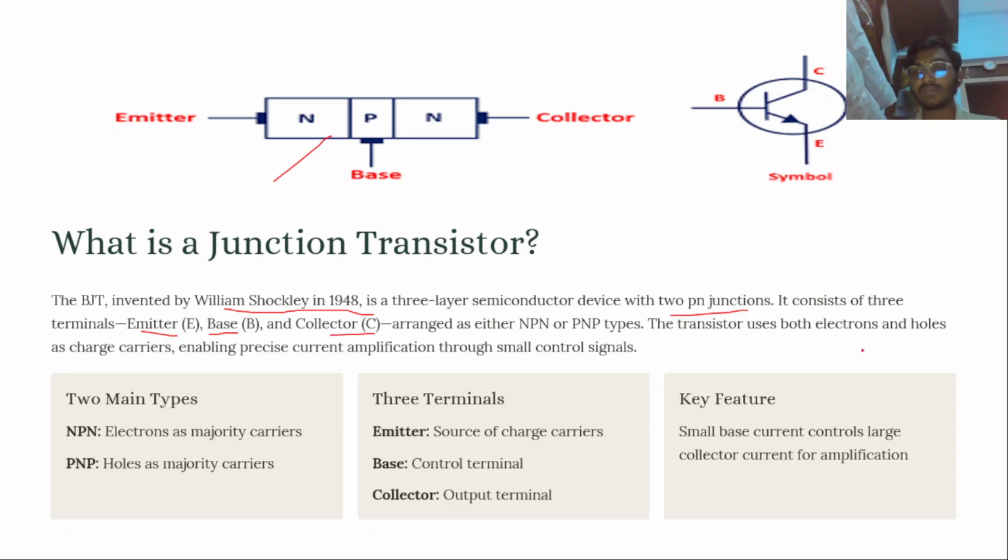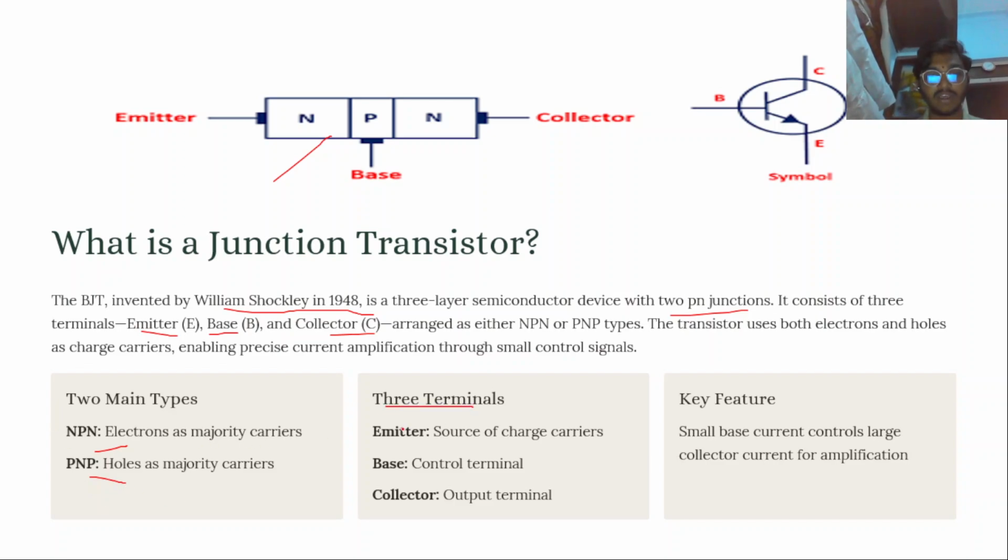The transistor uses both electrons and holes as charge carriers. We know that there are holes and electrons. If you take a PNP transistor, the majority carriers are holes. If you take NPN, majority carriers are electrons. A small signal controls the current. Now let us observe this. Two main types, NPN and PNP. Electrons are the majority carriers in NPN. In PNP, holes are the majority carriers.